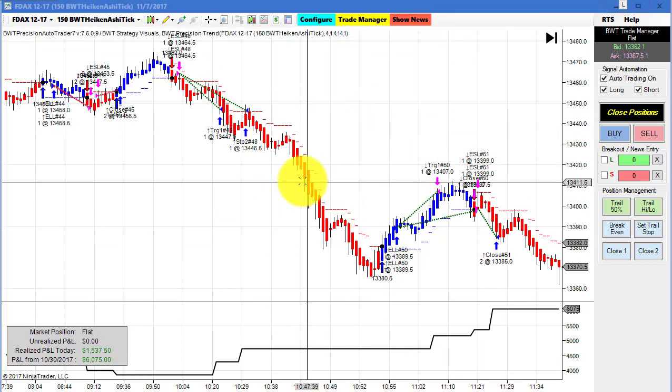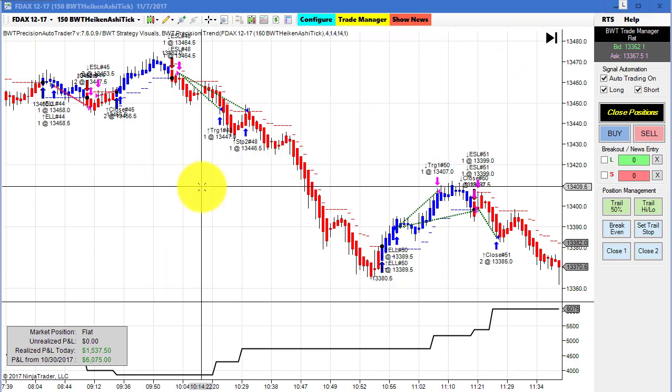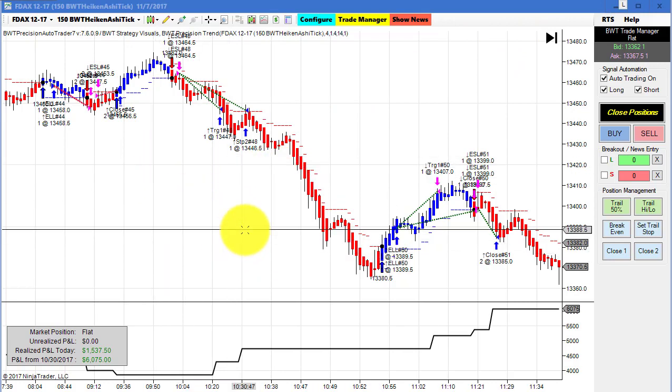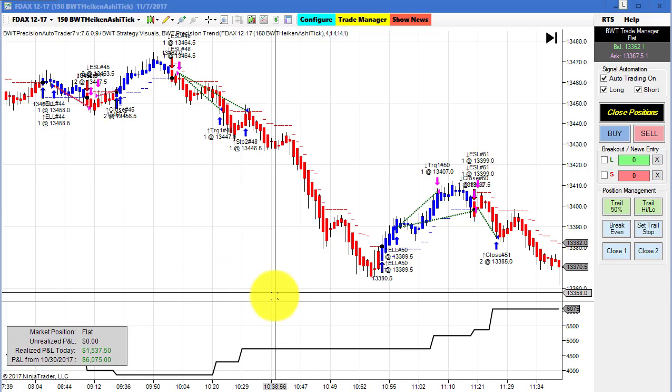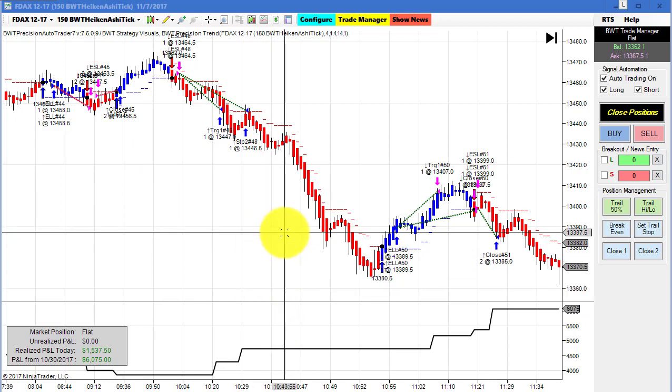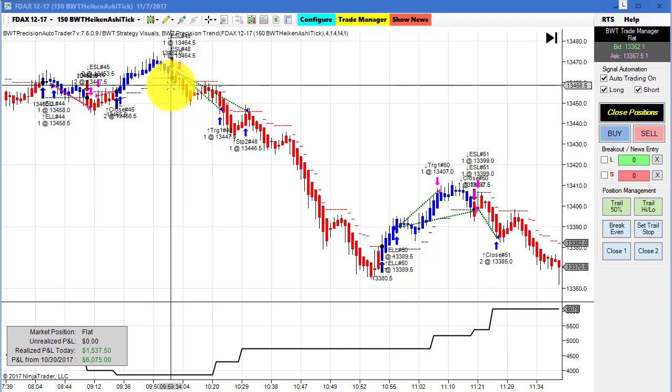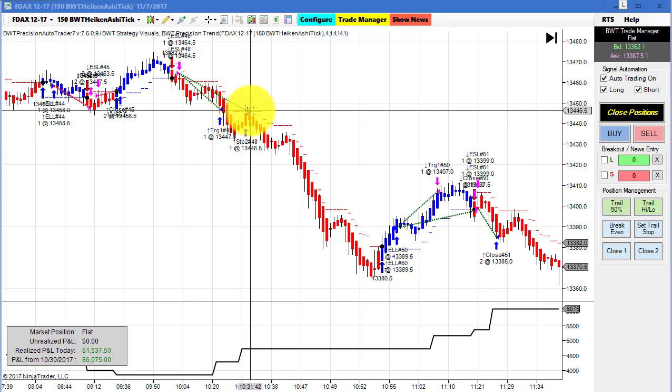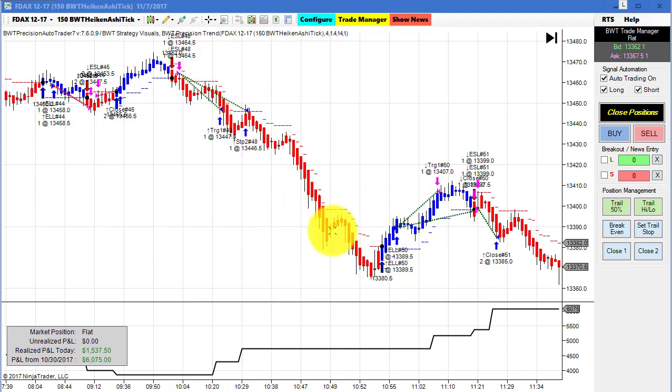So on this chart, I want to show how the BWT precision trend indicator overlays on the HeikenAshi and smooths out the bars that go in the other direction. So here we see this long move to the downside. Unfortunately, we got stopped out early here. Otherwise, this would have been a ginormous trade.